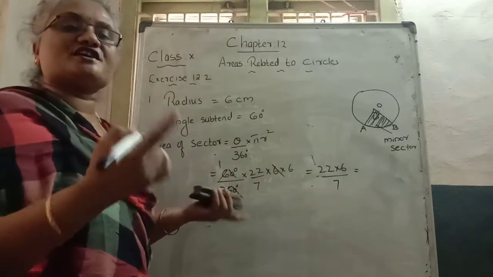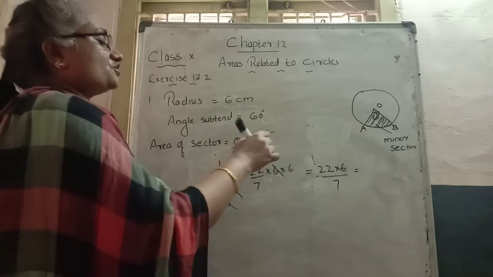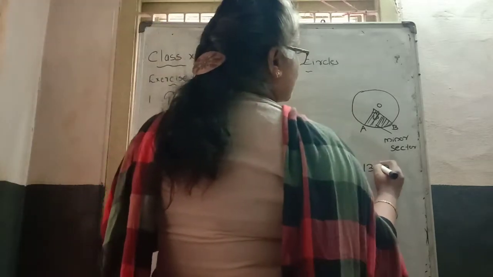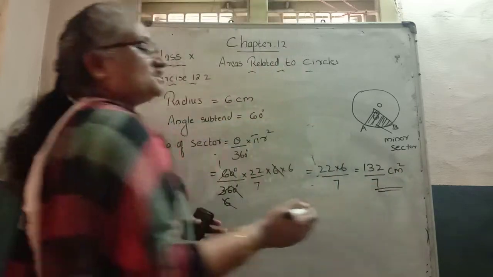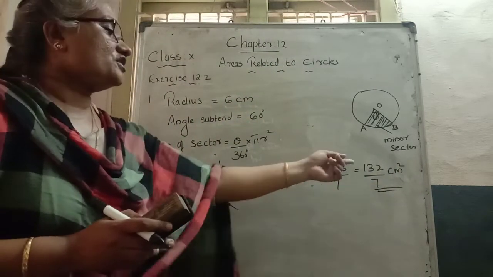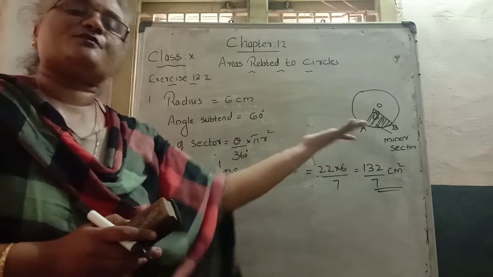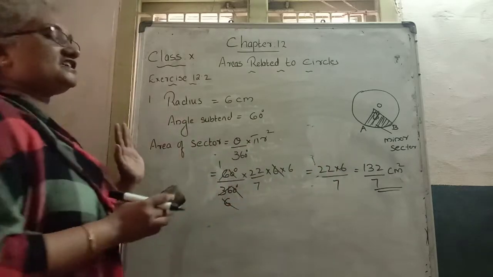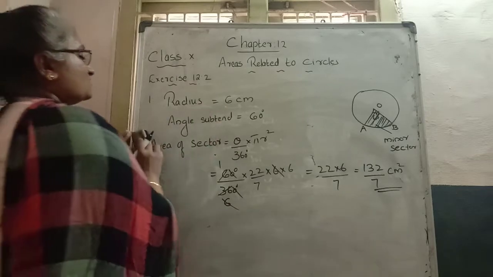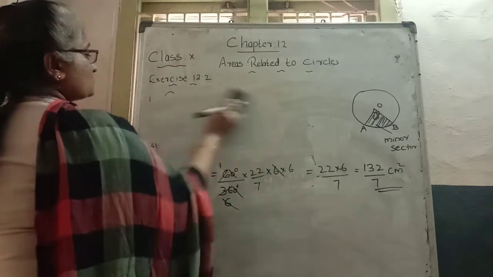You can write it fractional-wise or decimal-wise. 22 into 6 becomes 132 by 7. The area is represented as centimeter square. You can divide it again and write the decimal, or anyway you can write the fraction and stop there. So this is the meaning of the first question. I hope you can understand this first question.